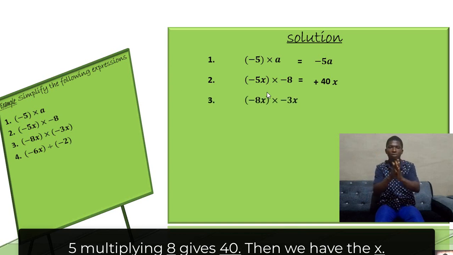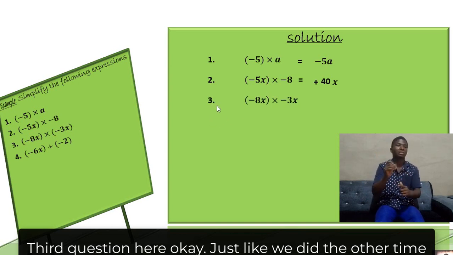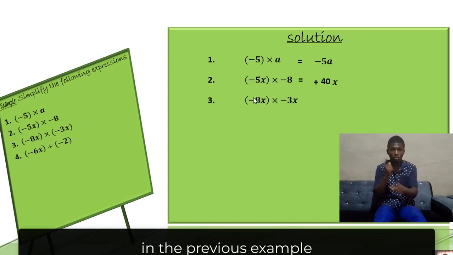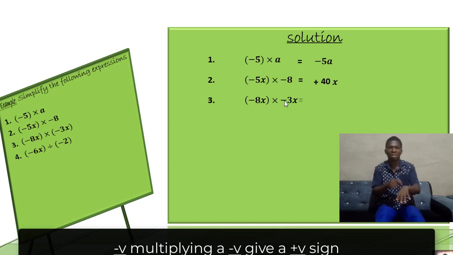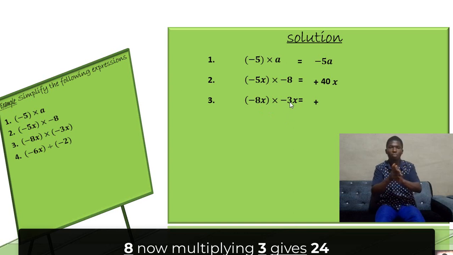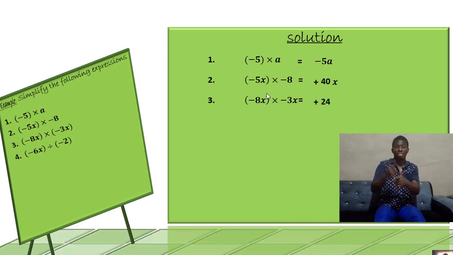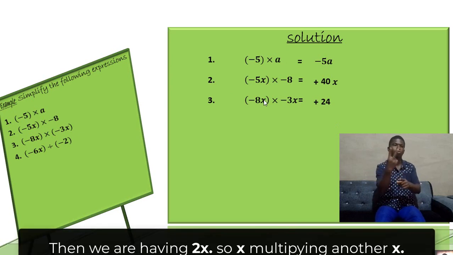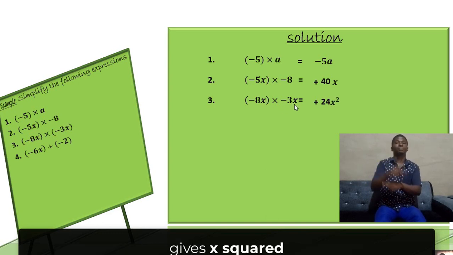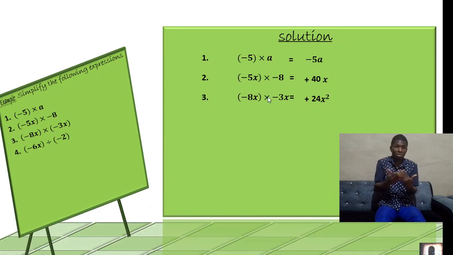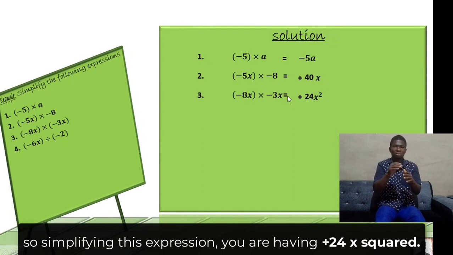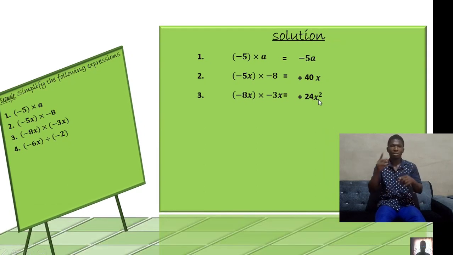Now the third question here. Just like we did the other time, negative multiplying negative gives a positive sign. 8 now multiplying 3 gives 24. Then we have two x's. This x multiplying this other x gives x squared. So simplifying this expression, you have a positive 24x squared.